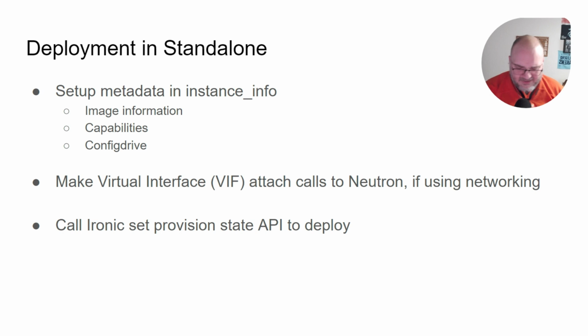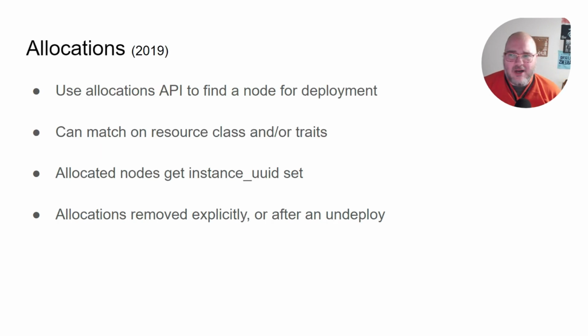Well, that's when we added the allocations API, which solves some of these problems for us. You can ask for an allocation with resource class and/or traits, and we'll go find you a resource. We'll find a node for that. We'll set up an allocation for it and set the instance UUID on that node to the allocation's UUID. And then that allocation will stay in place until you manually delete it or until that node is undeployed later. So it sort of gives you a little bit of a scheduling mechanism for Ironic and a way to sort of atomically claim a node.